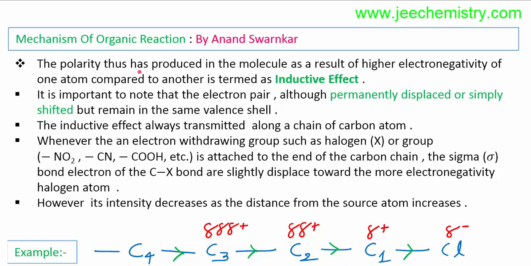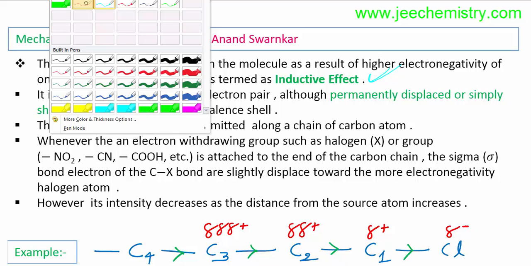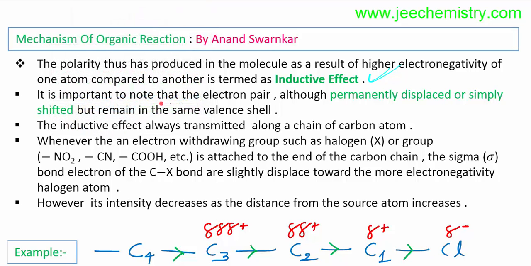The polarity produced in a molecule as a result of higher electronegativity of one atom compared to another is termed the inductive effect, and in this way we can give examples of inductive effects. It is important to note that the electron pair, although permanently displaced or shifted, remains in the same valence shell. Here the electrons are slightly shifted from the carbon towards the chlorine atom, but they will not leave the valence shell.